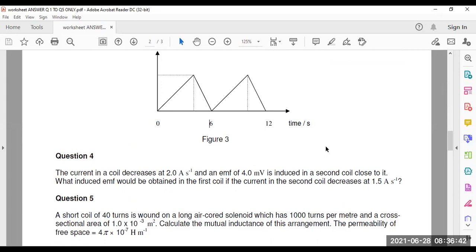Actually, in this worksheet there are some other questions, but they are already out of our syllabus.